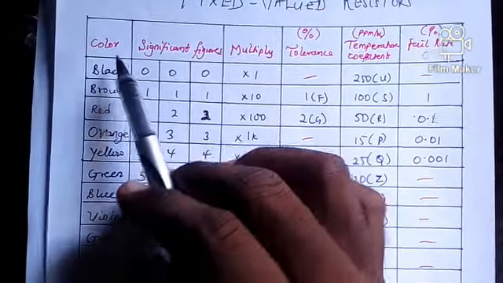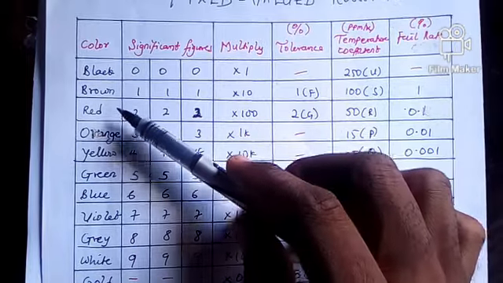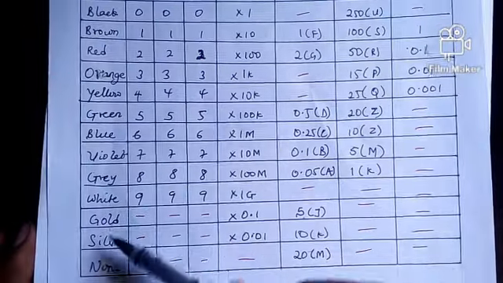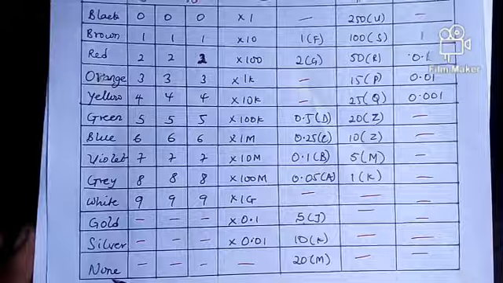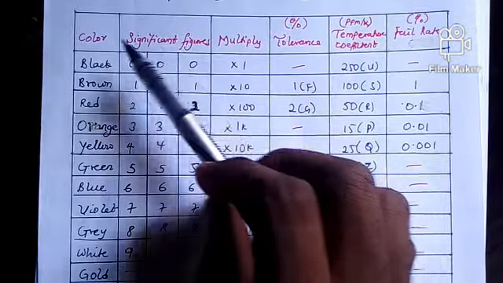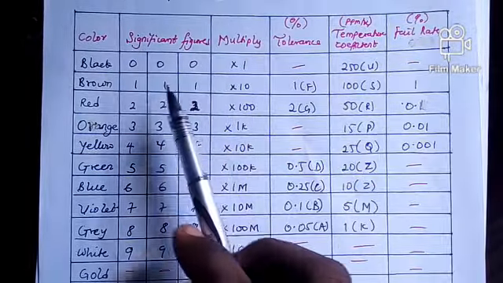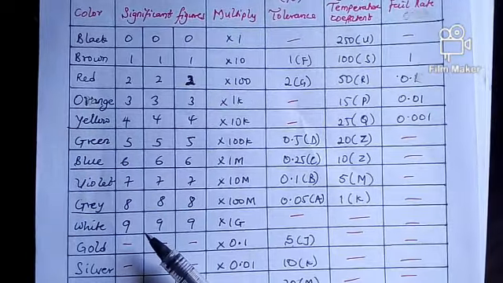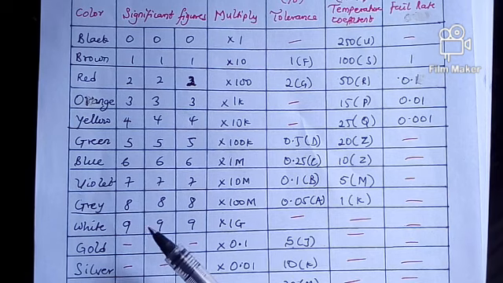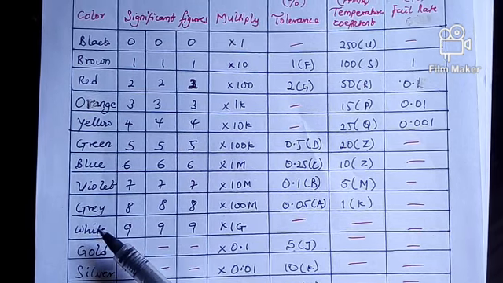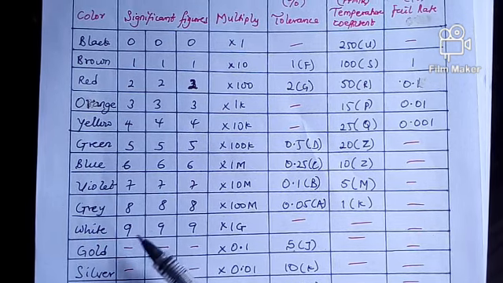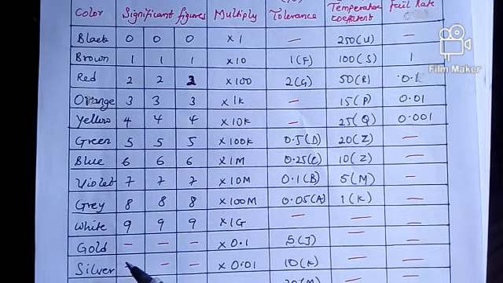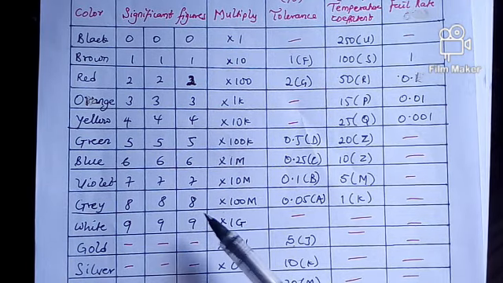Here represents the colors. We have the black, the brown, the red, all the way down to gold, silver, and none. And here we have the significant figures, ranging from 0 up to 9. So from black up to white has the significant figures from 0 to 9. Only gold and silver have no significant values.